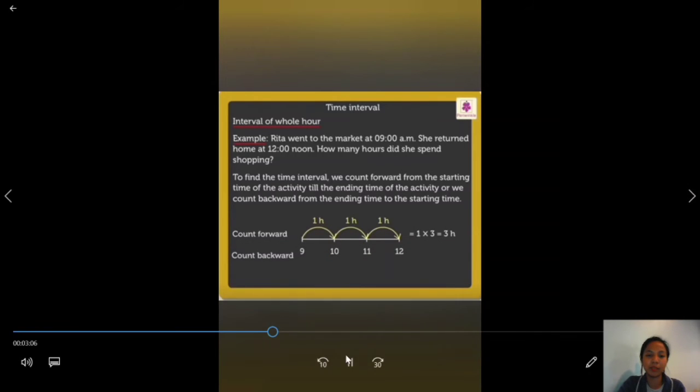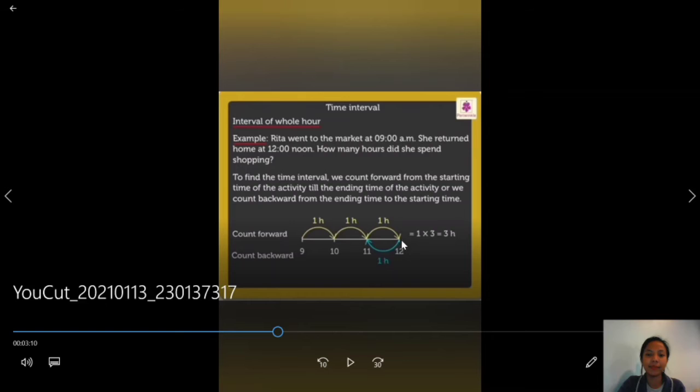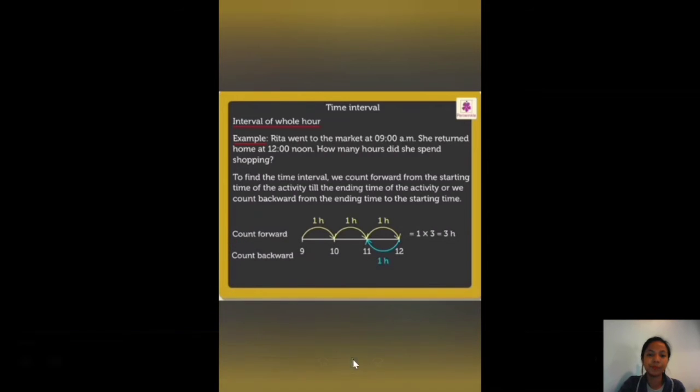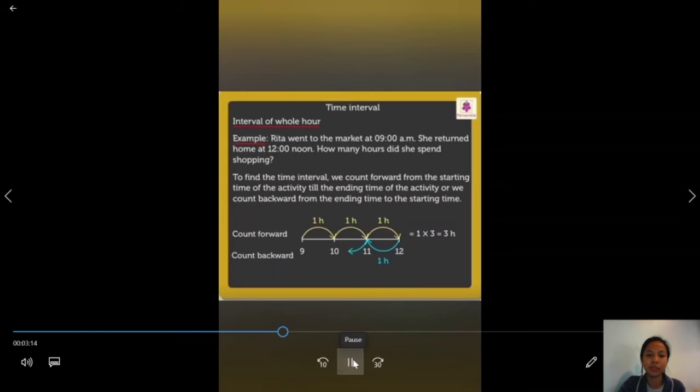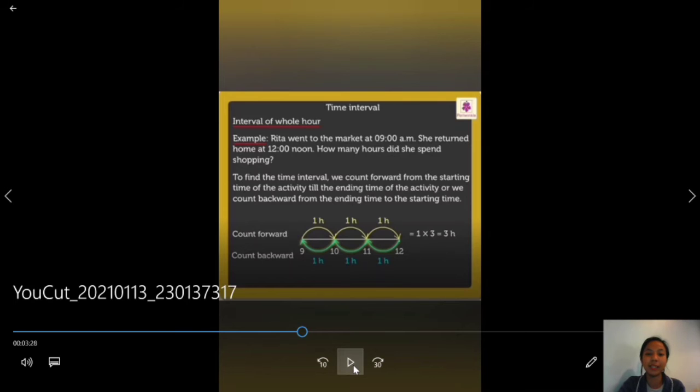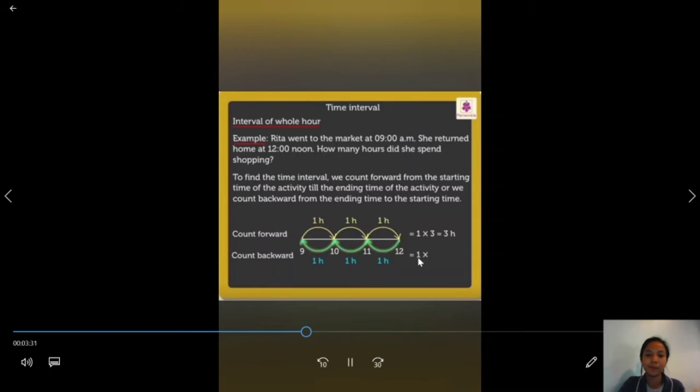Let's continue to play the video. From the ending time, 1 hour. From 11 to 10, another 1 hour. 10 to 9, another 1 hour. So you can use either the forward method or the backward method, and you will get the same answer. 1 plus 1 plus 1 hour, so a total of 3 hours. It's still 1 hour times 3, which is 3 hours.